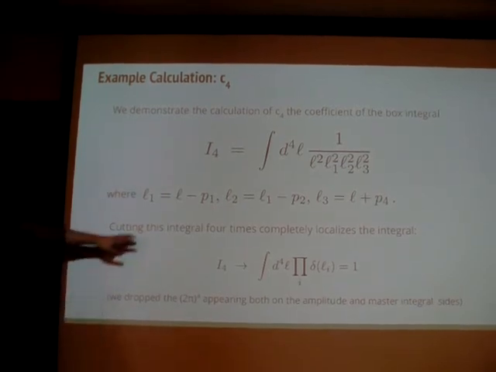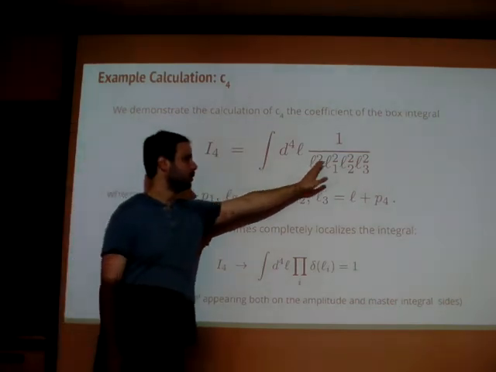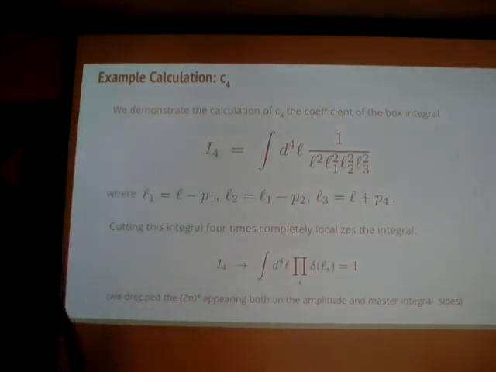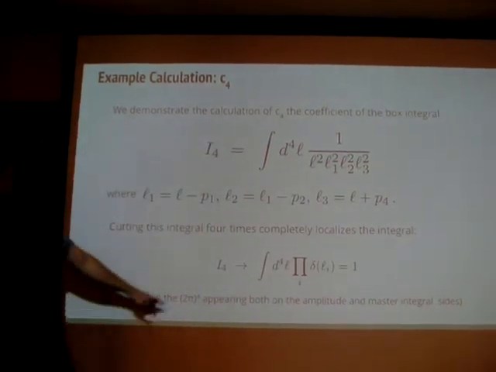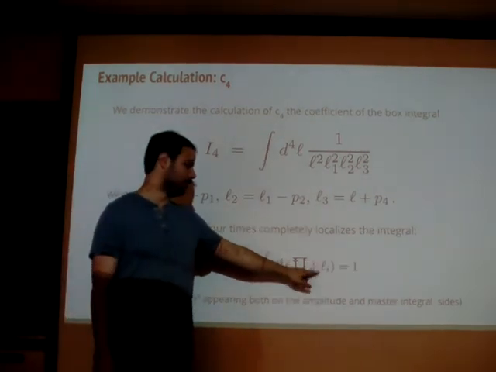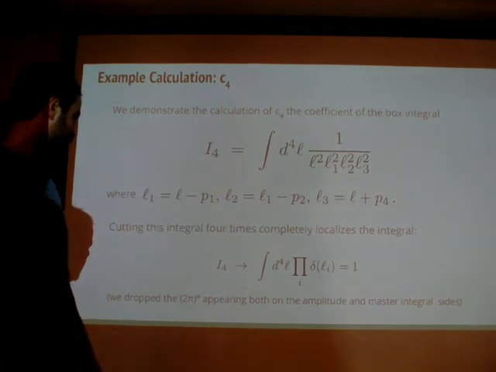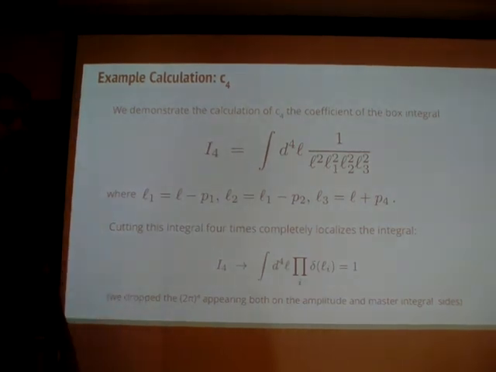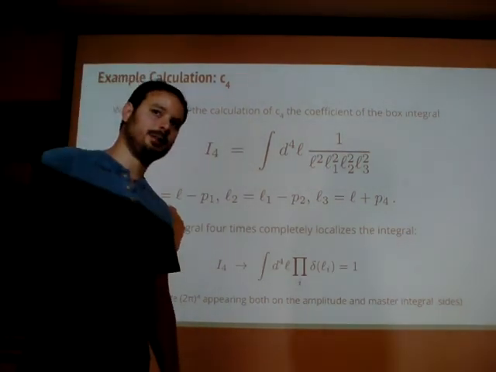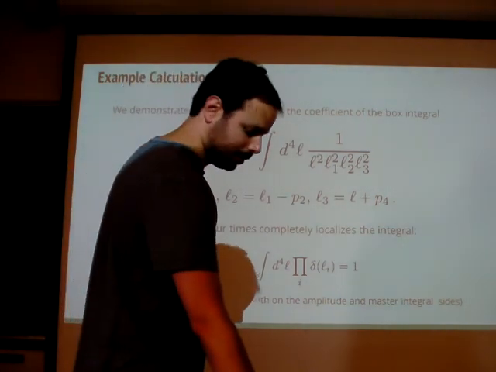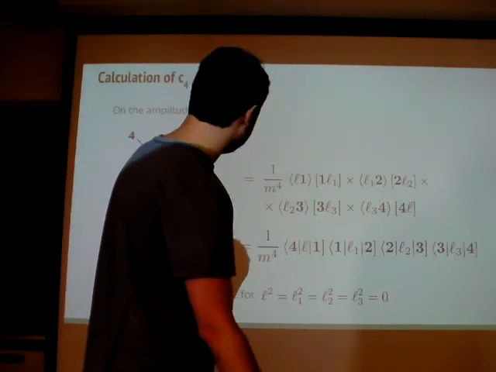Quadruple cut. So now we're cutting I4, putting all these propagators on shell. So the I4 just becomes a product of delta functions for everything. So that's just one. Okay, and we drop the 2 pi to the fourth factor. That's just the right hand side of the expansion in the master integral basis. What happens on the left side?